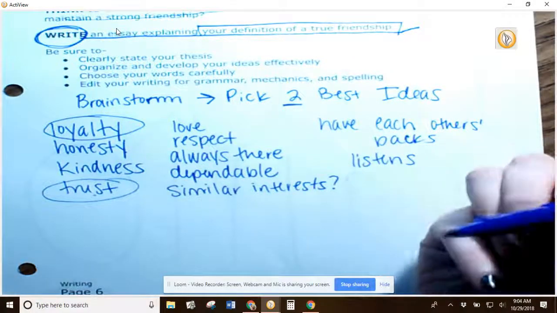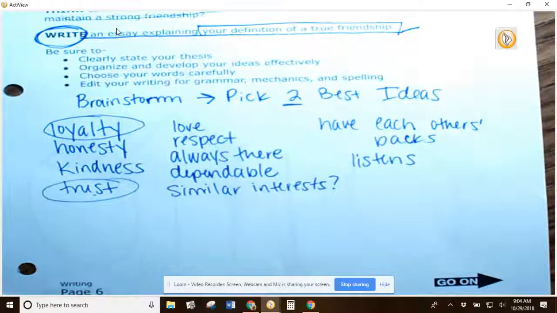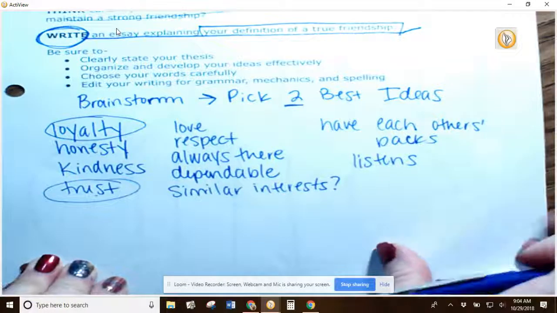Okay, so circle loyalty and trust if you haven't already. Those are the 2 ideas we're going to go with. Again, if this was your essay that you were writing on your own, you can pick whatever you want as long as it's supportable. But for this example, we're going to do the same ones together. So loyalty and trust. Now that you have those 2 options chosen, turn the page to your bubble map.